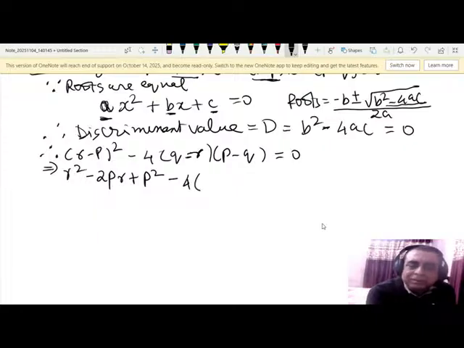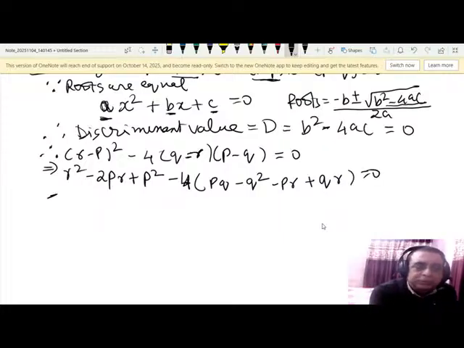Now multiply these expressions. Okay, (q minus r) with (p minus q). So q multiplied with p is pq. q multiplied with minus q is minus q squared, minus r multiplied with p is minus pr, and minus r multiplied with minus q is plus qr. Value is equal to 0. Now simplify it. So what are we getting?